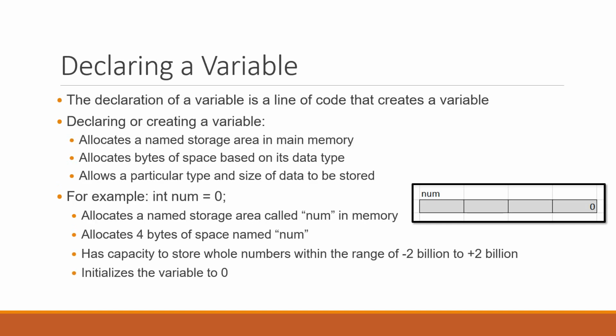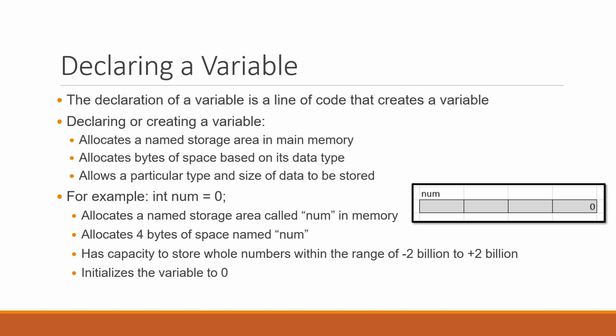The declaration of a variable in programming is a line of code that creates the variable. When declaring or creating a variable, it allocates a named storage area in the computer's main memory. It allocates a certain number of bytes of space based on its data type. It allows a particular type and size of data to be stored.